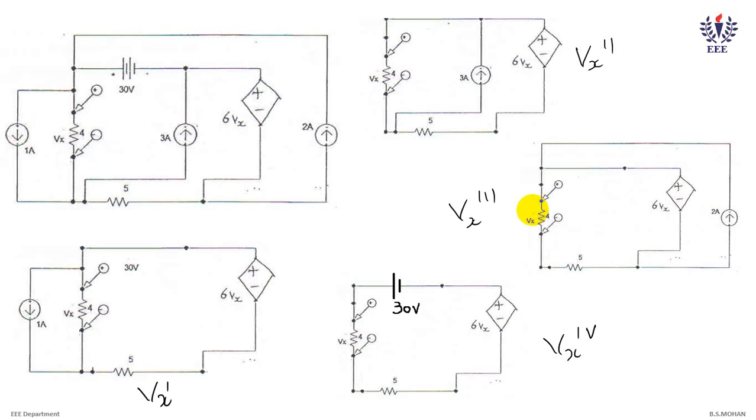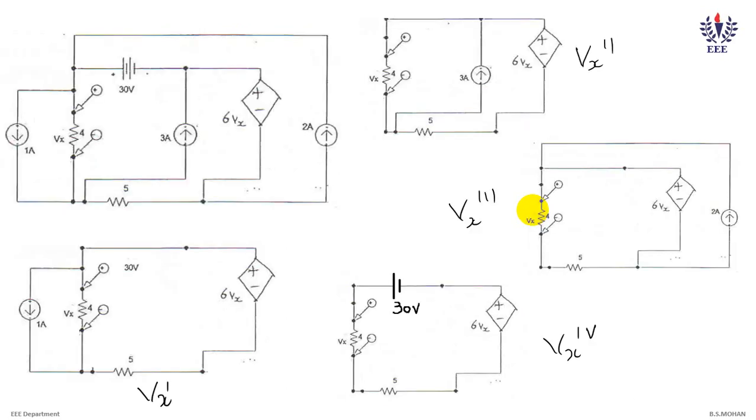In the given circuit we have 1, 2, 3, 4 meshes, and you can see here we have only 2 meshes, and in the last step Vx4 we have only 1 mesh. In this way we can reduce the complexity of the given problem. Let me re-emphasize: when you are solving with respect to any one source, all the rest of the voltage sources you should short circuit, and current sources we have to open circuit. In that way we have redrawn the circuits for Vx dash, Vx double dash, Vx triple dash and Vx4.